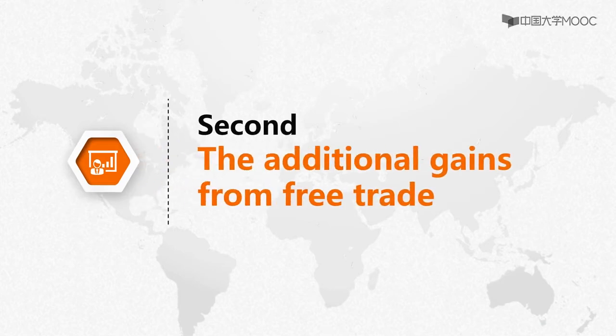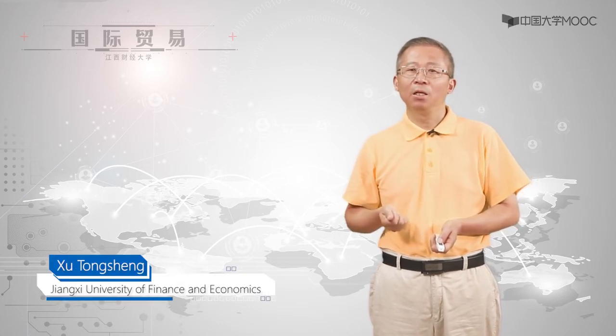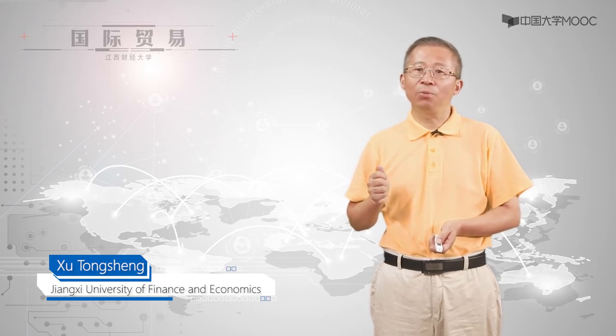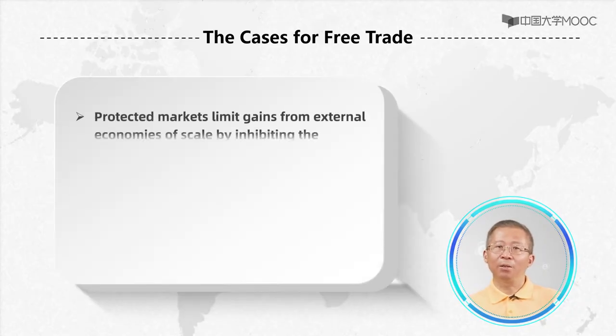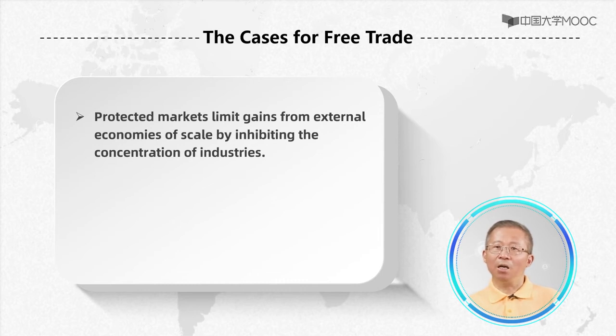Second, let's look at the additional gains, or dynamic gains, from free trade. Many economists argue that there are important gains from free trade not accounted for in conventional cost-benefit analysis, especially in the case of small countries and developing countries. One kind of dynamic gain involves economies of scale. Protected markets limit gains from external economies of scale by inhibiting the concentration of industries.